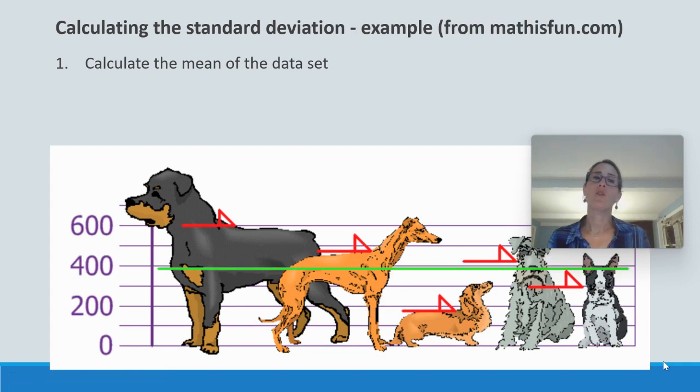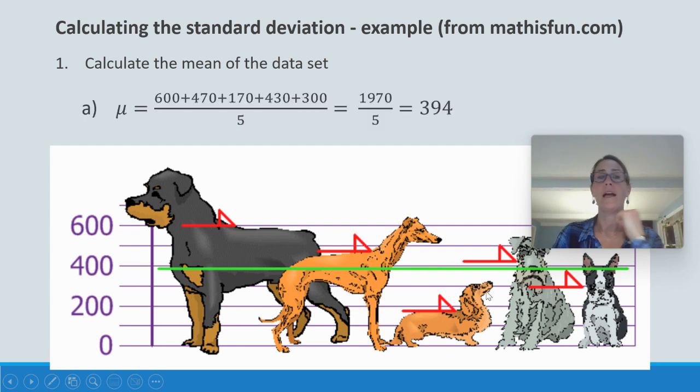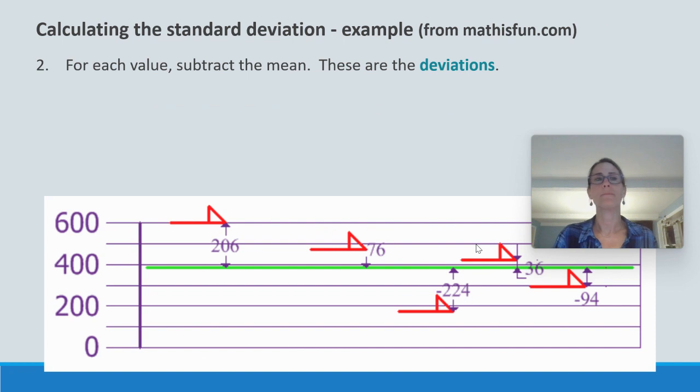So the first thing we would do would be to calculate the mean of the data set. So that's the green line here. To do the mean, we would add up all of those heights and divide by the number of dogs, which is 5. So we get an average height, mu, and it's technically a sample, so it should be x bar, but this is our population, say. So our mean is 394 millimeters.